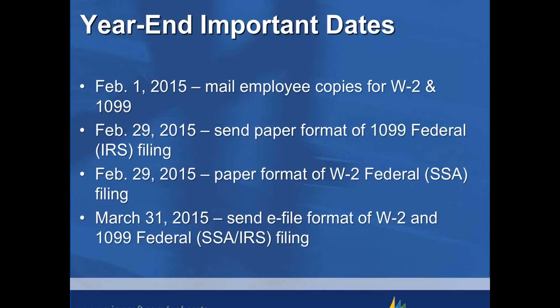Just some dates to remember here. So this year, the last day of January falls on a Sunday, so all the W-2s and 1099s have to be out by February 1st, postmarked by February 1st. Then the paper format that you would send to the IRS is February 29th, and the W-2 to Social Security also February 29th. And then if you're doing e-file for W-2s and 1099s, then you can do that by March 31st.